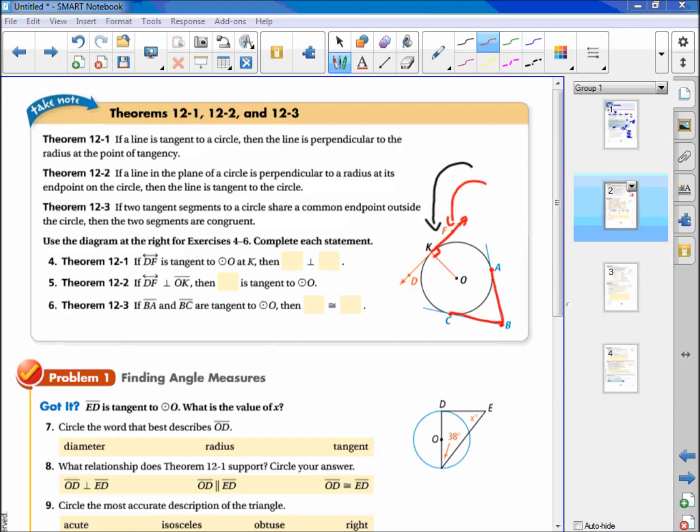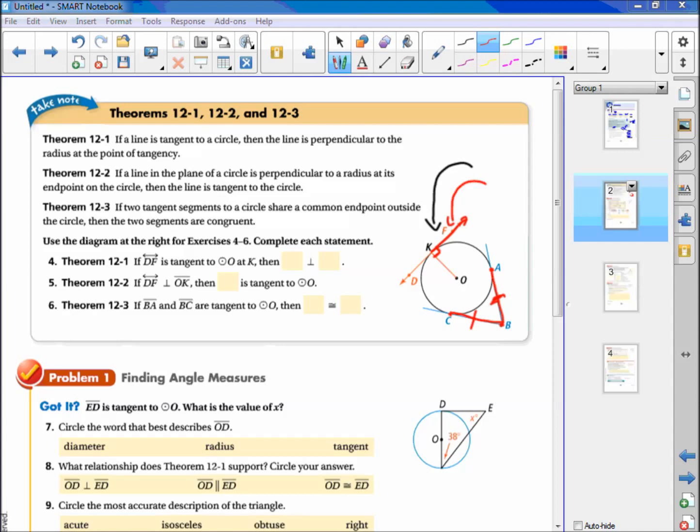And BC, here's the point of tangency for our second segment. These two should be congruent to each other. That's just one mark there. And that's going to happen no matter where we put B, as long as A and C remain tangent to the circle.